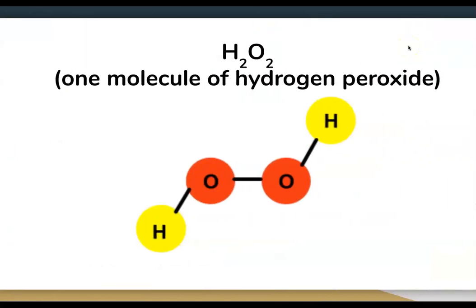This is what one molecule of hydrogen peroxide looks like. And again, you can count the hydrogens. The subscript tells us there are 2 hydrogen atoms. Here's 1, here's 2. And the subscript on the O tells us there are 2 oxygen atoms. There's 1, there's 2. Here's a harder one.